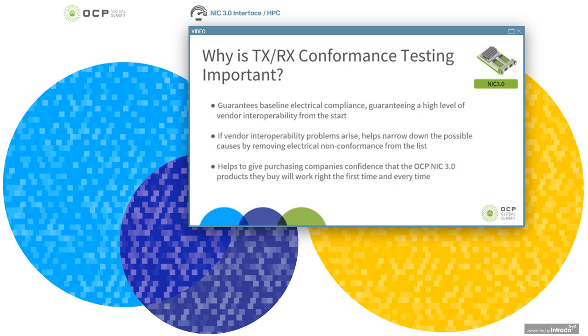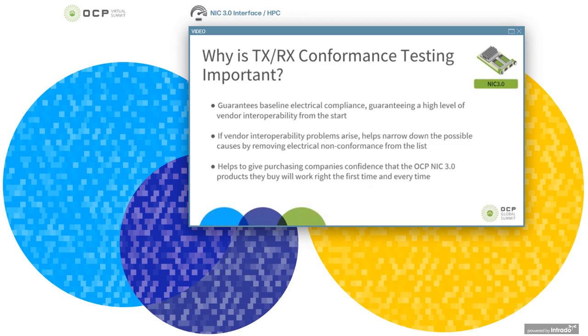Why is transmitter and receiver conformance testing important? It helps guarantee baseline electrical compliance among the NICs, which should guarantee a high level of vendor interoperability from the start. This is especially important in the development phase when cards are brought to PlugFest and tested against many other vendor systems. If vendor interoperability problems do arise in that scenario, it helps narrow down the possible cause by removing something from the physical layer as being a problem in the system.